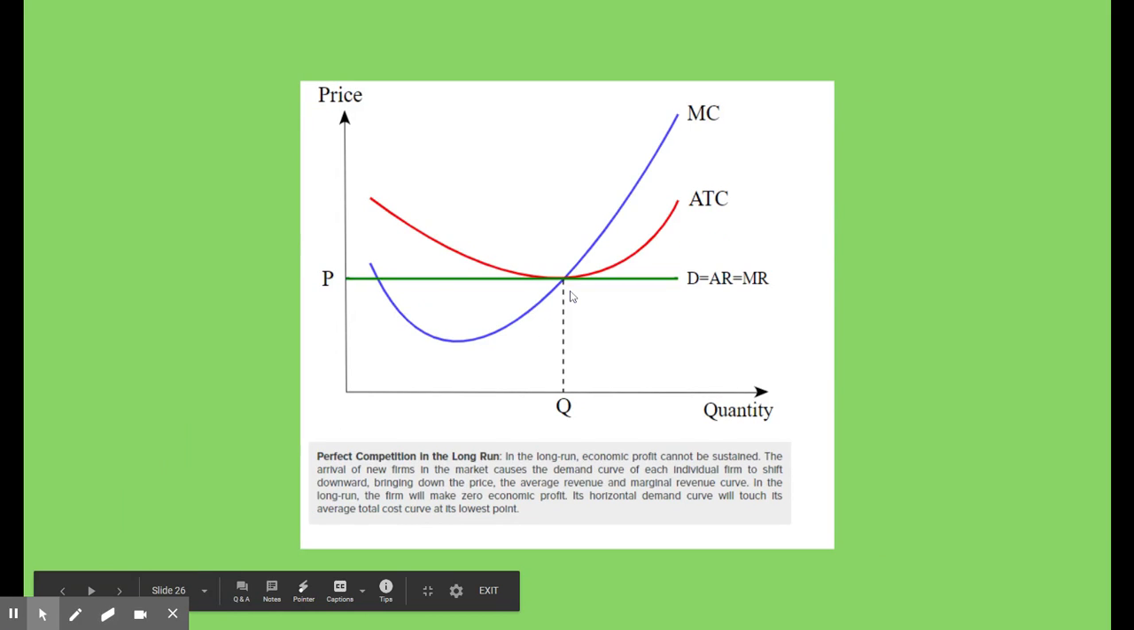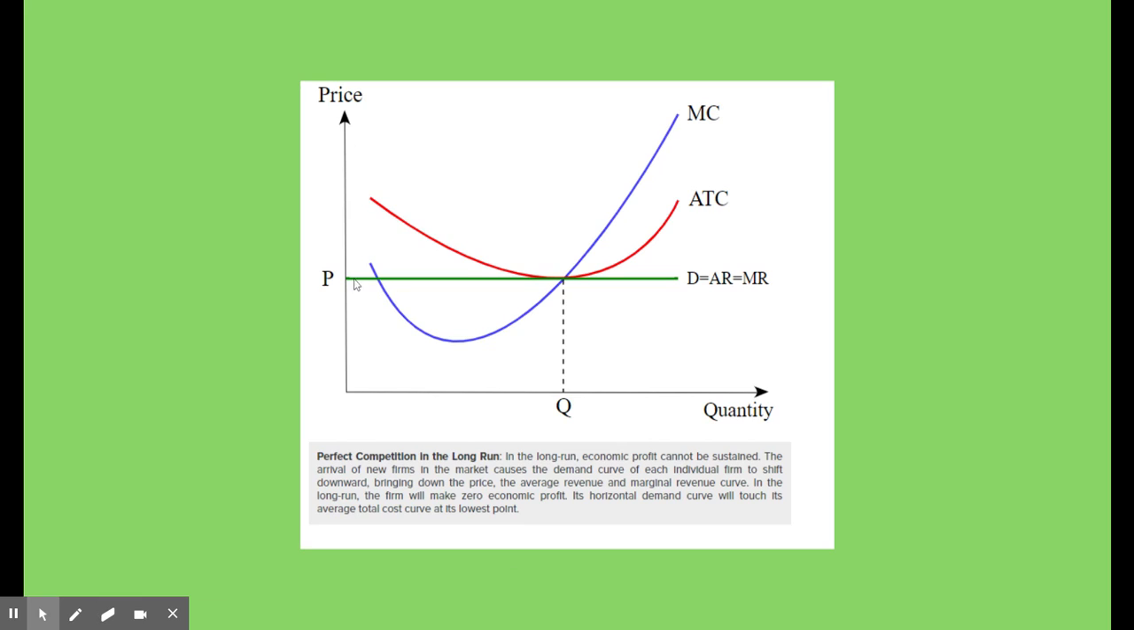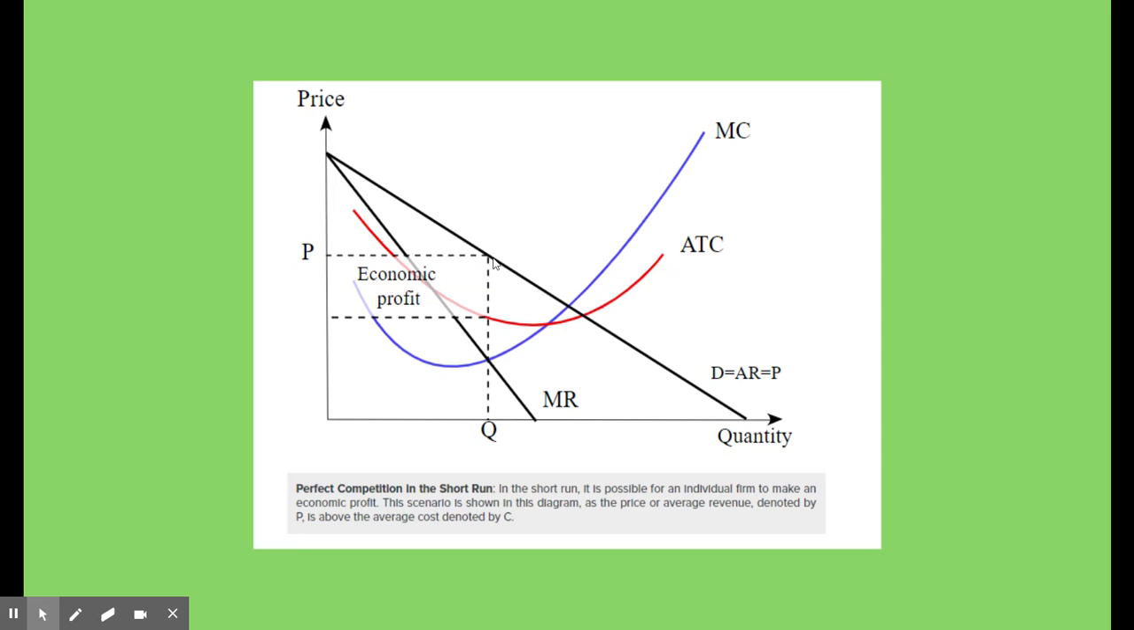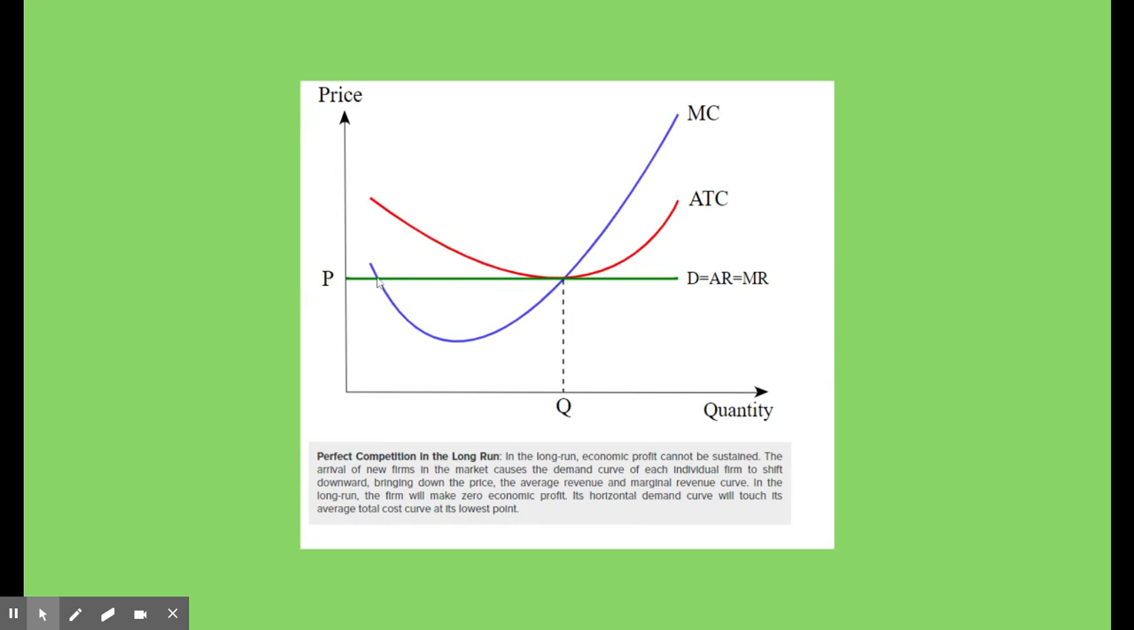Notice in the long run case, it's a little bit different. Remember, in the long run, the demand or the average revenue and marginal revenue are going to be this flat horizontal line. In the long run, economic profit cannot be sustained because when you are making this profit in the short run, lots of other businesses or firms say, hey, we'd like to start selling this thing too. And so once they do, they flood the market and it levels off this demand and also the price.